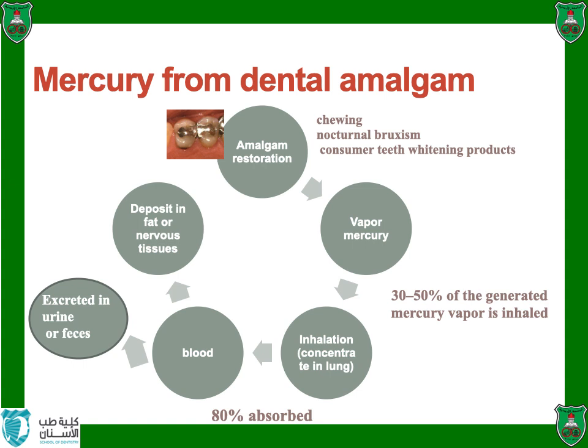للرئة. رح تقريبا 30-50% من هذا الفيبر الموجود عندنا رح يدخل للرئة، ومن الرئة رح ينتقل للدم، ومن الدم رح يصير له تركز إما في الخلايا الدهنية أو خلايا الأعصاب، أو إنه بيصير له طرح خارج الجسم عن طريق البول والإخراج. So this route is through the lung, through the aspiration.